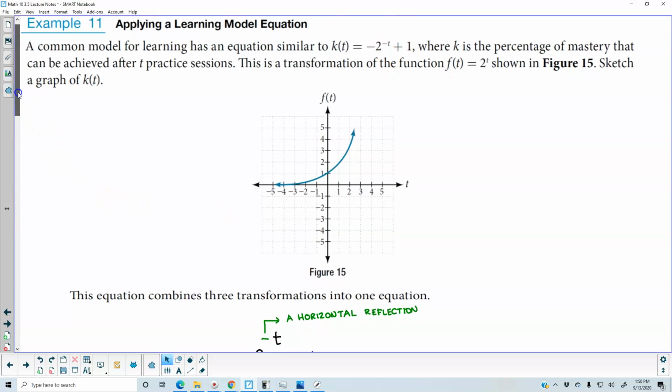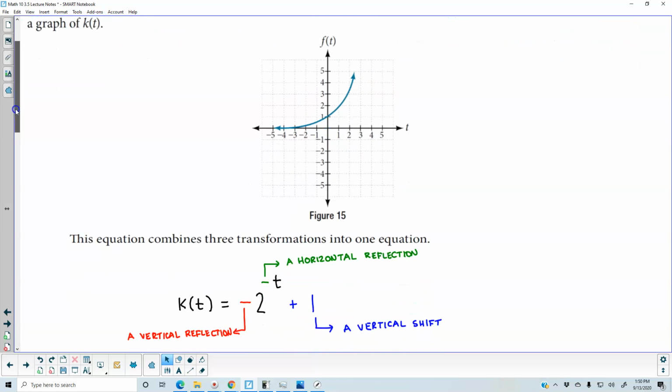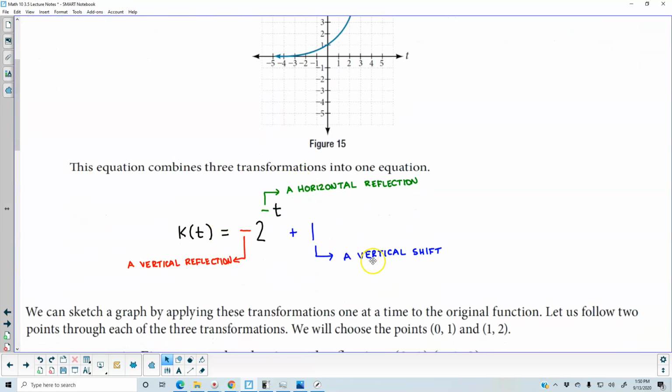Now, this equation combines three transformations in one equation. Here are the three transformations. K of t is equal to, well, we apply the negative to the entire function. So it's a vertical reflection on this function. That means we're applying a negative to the outputs. Then the input is t, so we're applying a negative to that, which means we have a horizontal reflection. And then we're adding one, going back to our previous exercises, to have a vertical shift.